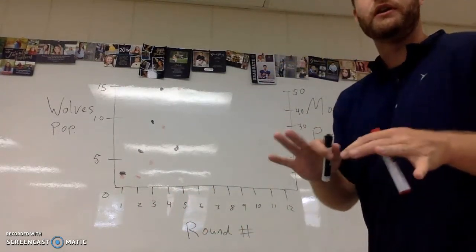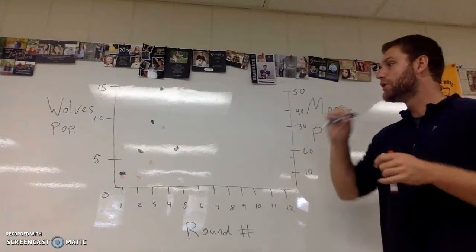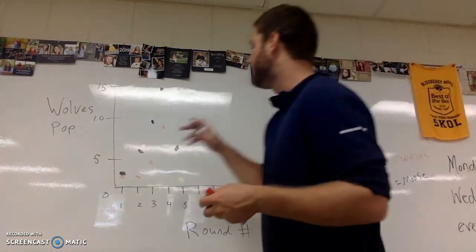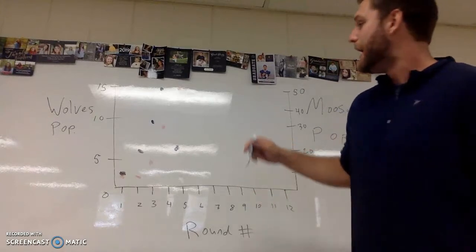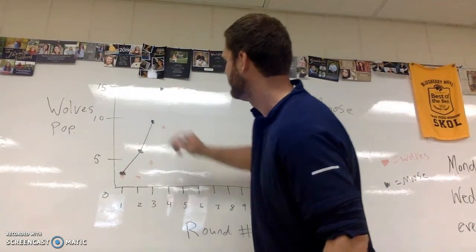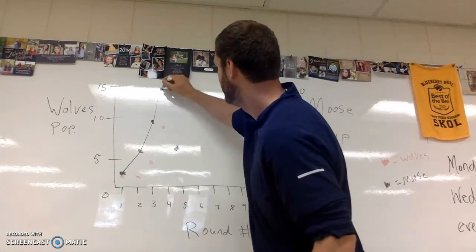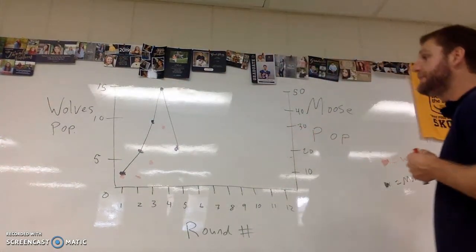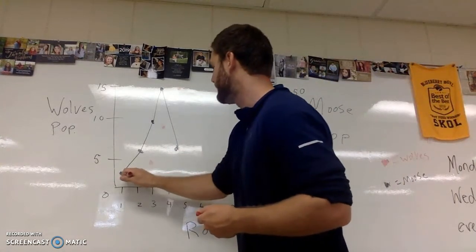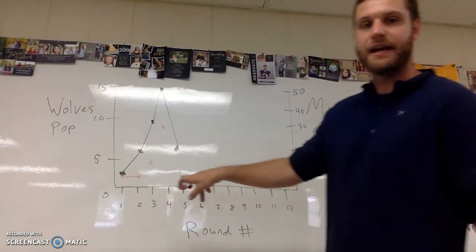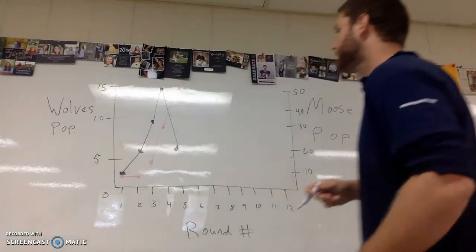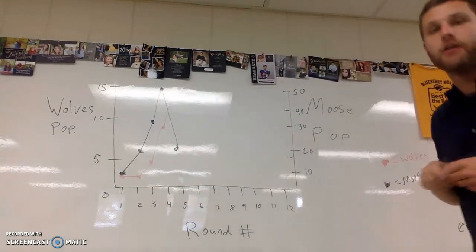And the last thing that you are going to do once you have your data points is you are going to connect them, because what we're really looking for here is trends. So first for the moose, using the black marker, I'm going to go from round number 1 to round number 2 to round number 3 to round number 4 to round number 5. I'm going to do the same thing for the wolves. I'm going to go from round number 1 to round number 2, right? So we can see that it stayed the same, to round number 3, round number 4, round number 5. So this is the start of a graph.